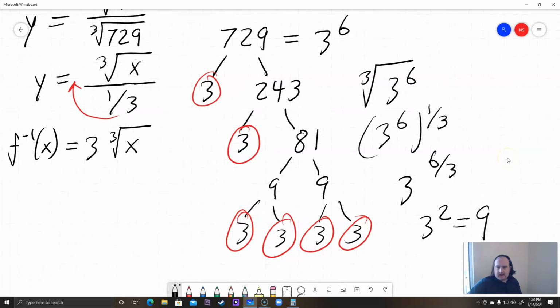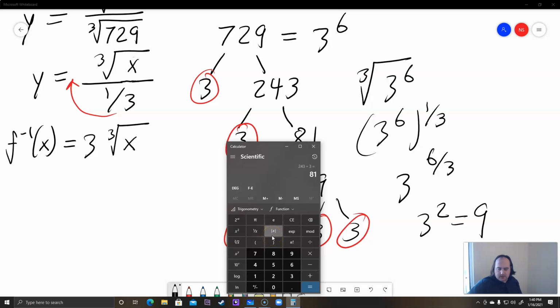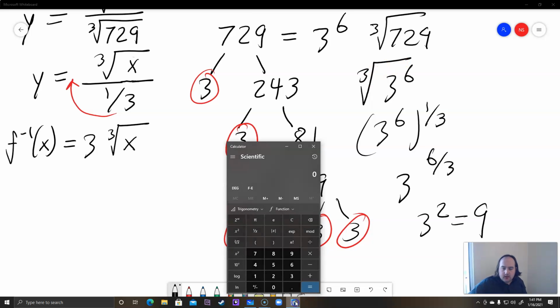I'm not sure if I used the calculator correctly with the cube root. Maybe the one on the computer is not working so great. I don't know if I pressed the wrong button or what, but anyway, what we get there is that the cube root of 729 is actually going to be 9. I wonder why that didn't work. Well, I guess this calculator here is a little bit funky. Let's see.